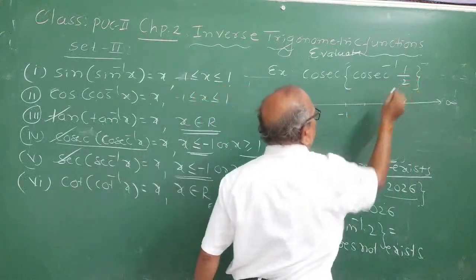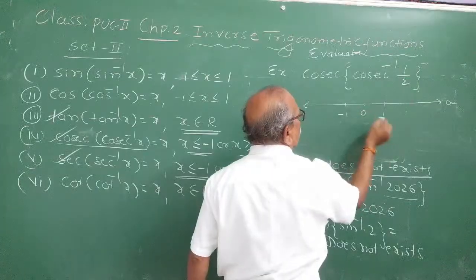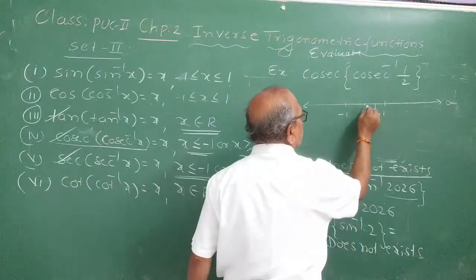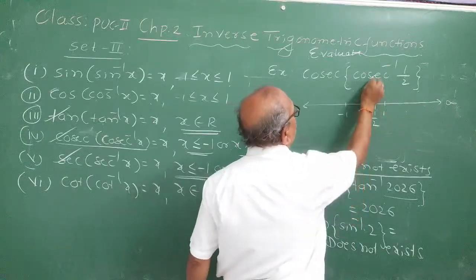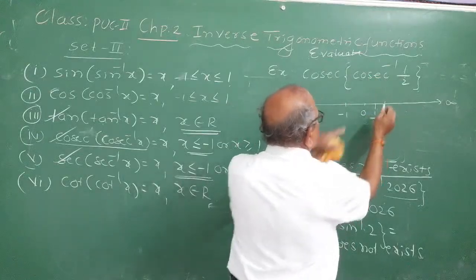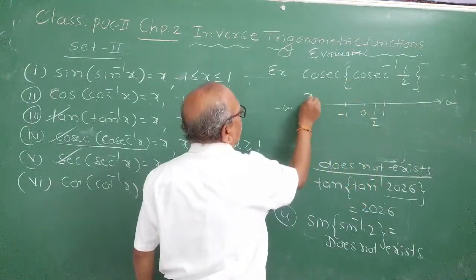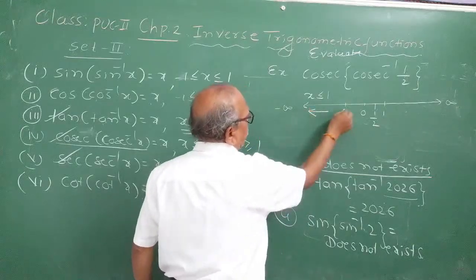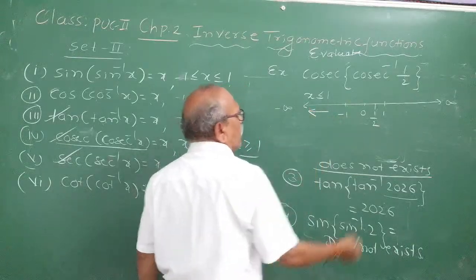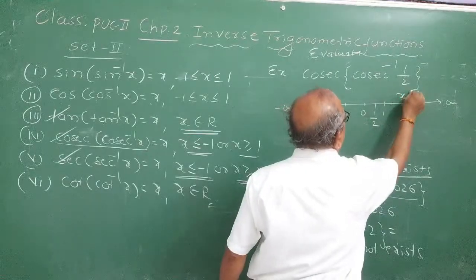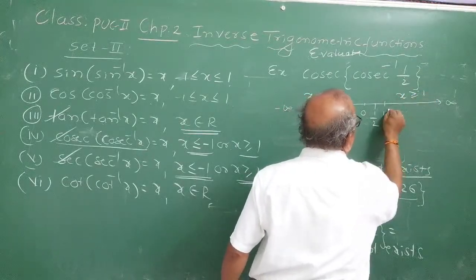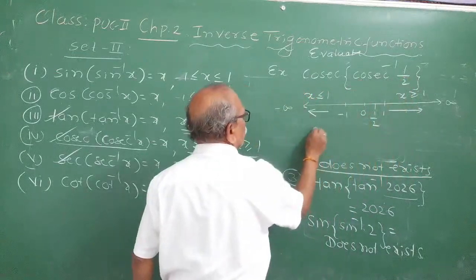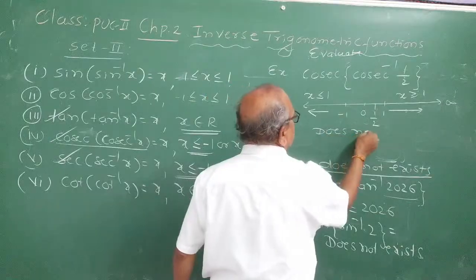Where does this 1 by 2 come? 1 by 2 comes here, this is 0. 1 by 2 comes here on the number line, 0.5. Means, can cosec inverse exist between minus 1 and plus 1? What is the condition for cosec inverse? X should be less than or equal to minus 1, means it should go on the left side of minus 1. And x should be greater than or equal to 1, means it should go beyond 1. Now the value is 1 by 2, so your answer should be does not exist.